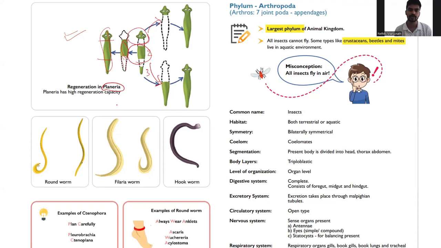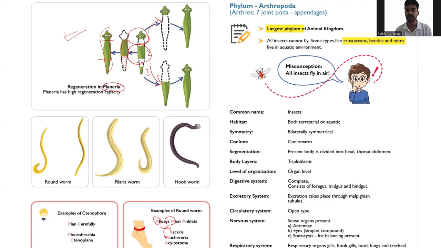So basically, this was all about the phylum Annelida. These are some of the examples of Annelida. If you are unable to remember examples of roundworm like Ascaris, Wuchereria, and Ancylostoma, obviously there is a shortcut also. You can prefer this shortcut: "Always wear ankle." A resembles Ascaris, W resembles Wuchereria, and A resembles Ancylostoma. So this is all about the phylum Annelida.